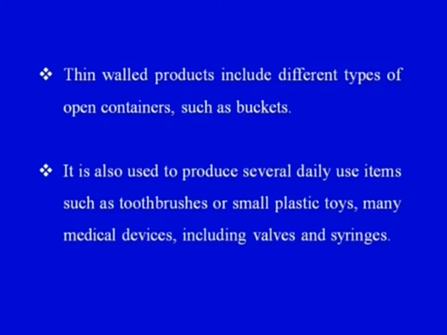As we have seen, injection molding can be used for thin walled products, including different types of open containers such as buckets. In today's lecture, in the very beginning I took the example that buckets and mugs can be made by the injection molding process. There can be other examples where thin sections of plastics can be made, and this is the most suitable process for processing those plastic parts.